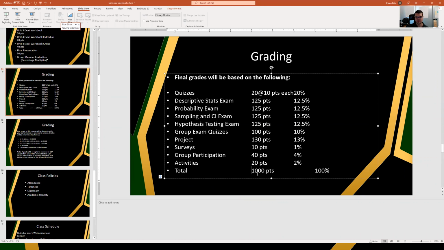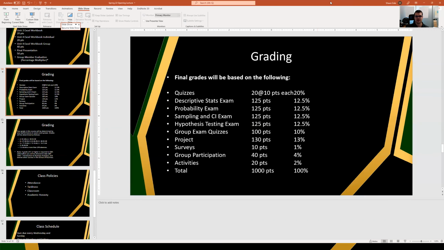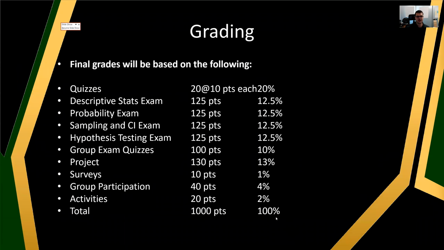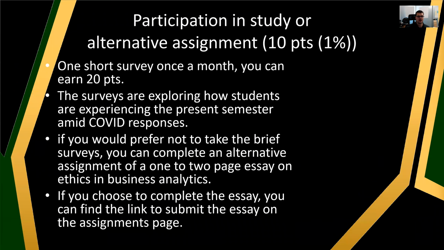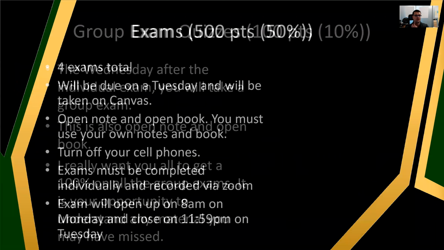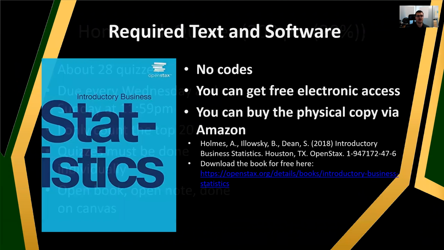This is supposed to be like that. Oops. And so now we've got our 100% back. So 1,000 points or 100%. And so this is how I have your grade set up. And so going back up to here, what all goes into that?